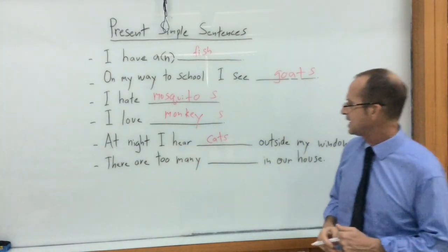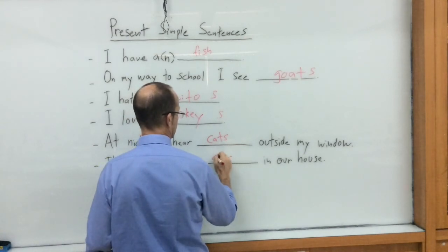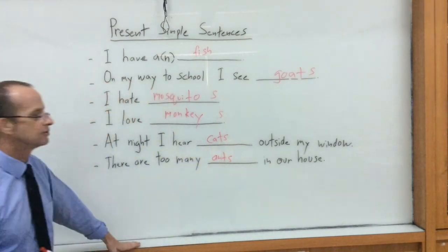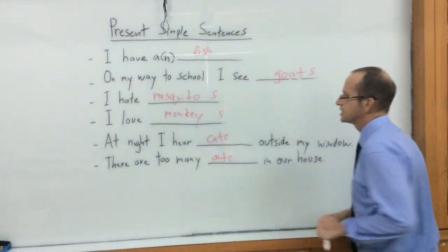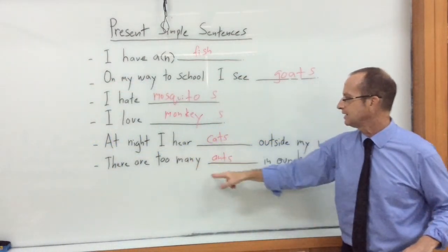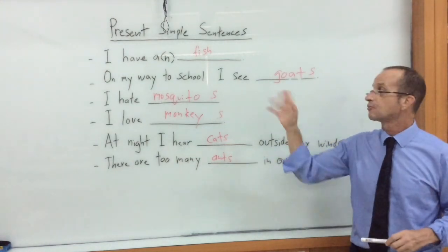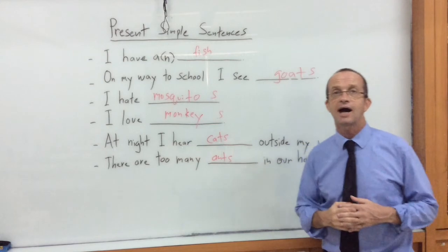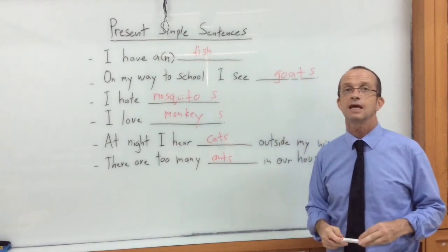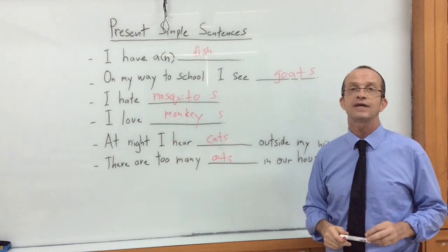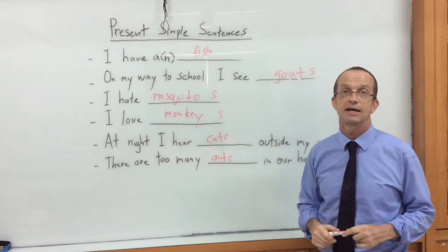There are too many ants in our house. There are too many ants in our house. Okay? Once again, too many, we want to use plural. Okay? So, practice sentences like these. Write a few out. Practice speaking them. And write a few more. Okay? You know what to call the animals. Now, tell us about the animals in your life.